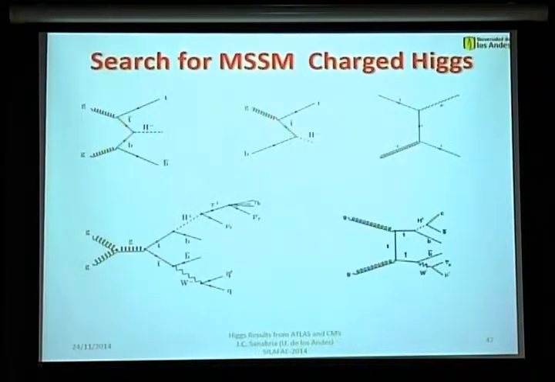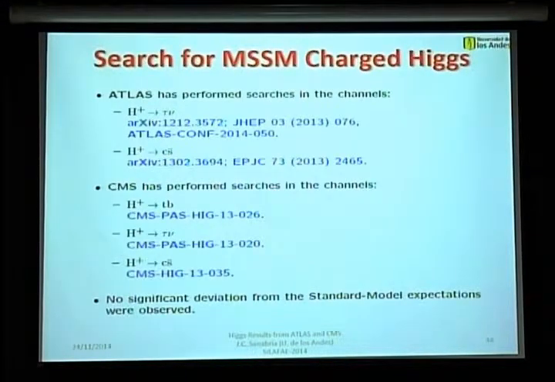Charged Higgses. So here are some production and decay channels of these kinds of Higgses. ATLAS performed searches in the Higgs going into tau nu neutrino, and Higgs going into CS bar. CMS searched for Higgs going into TB, tau nu, and CS bar, and again, no significant deviation from standard model expectations has been observed.